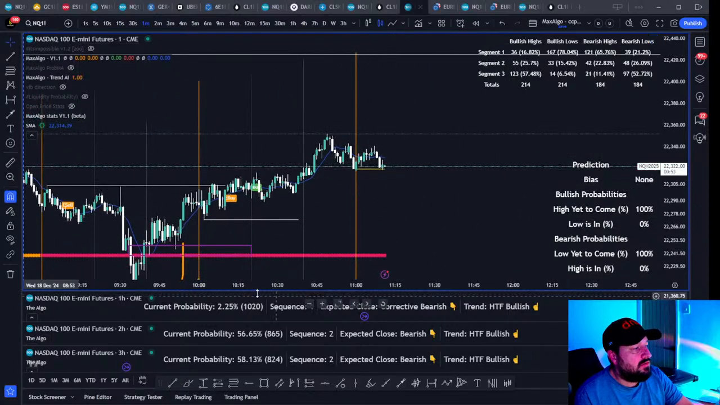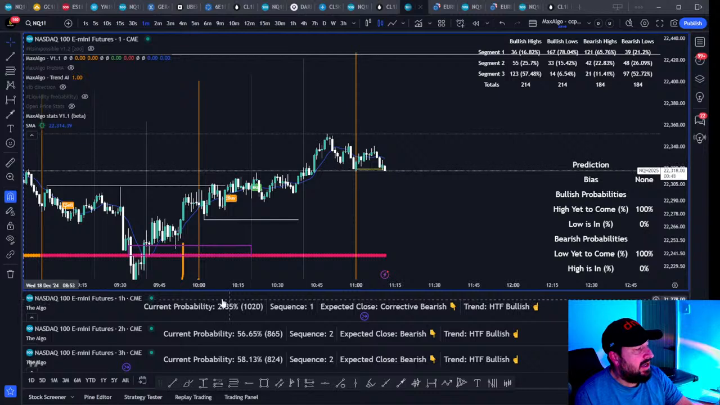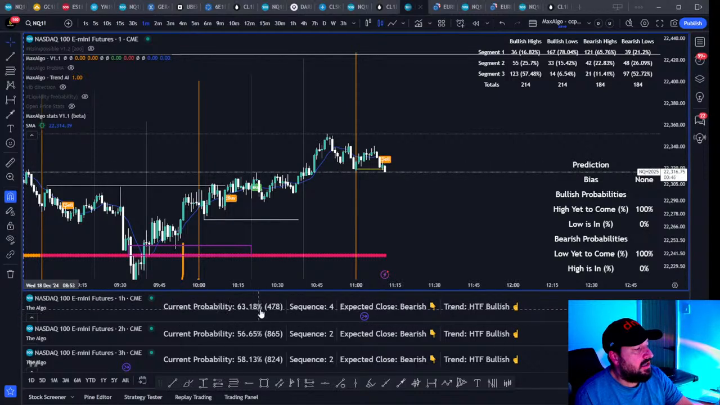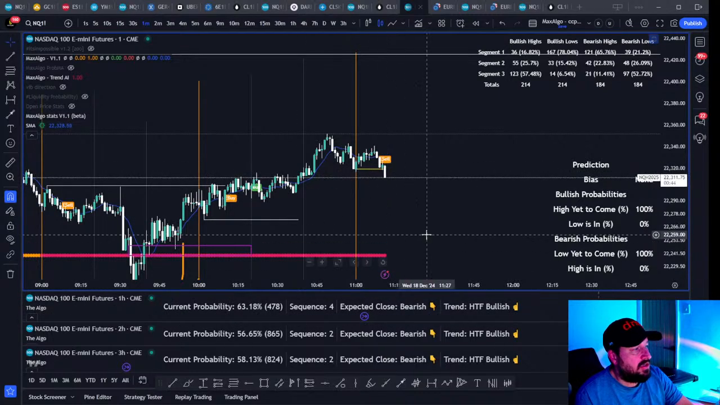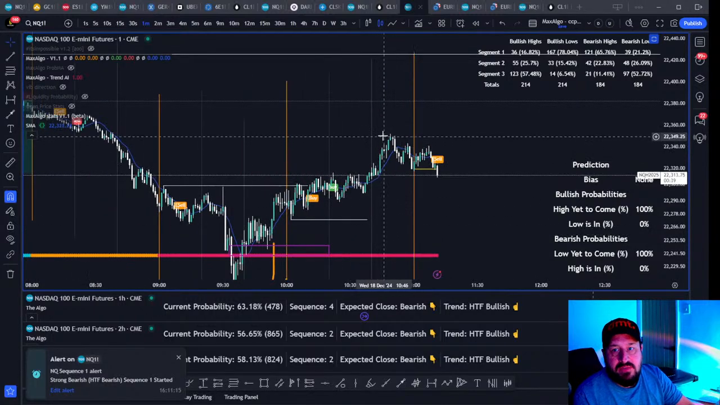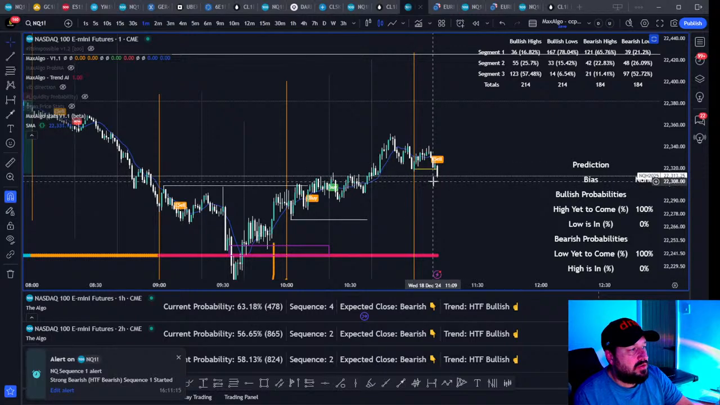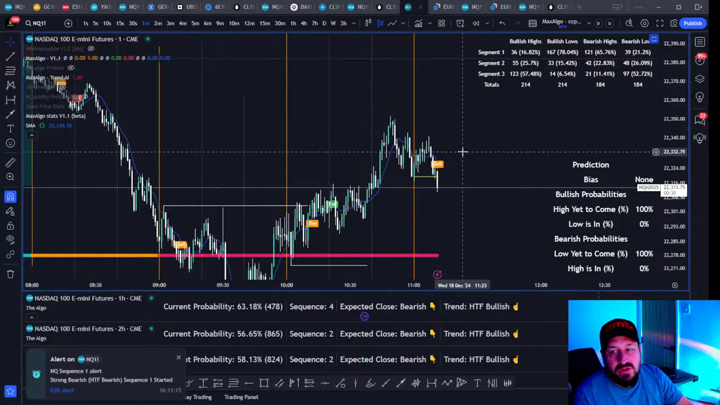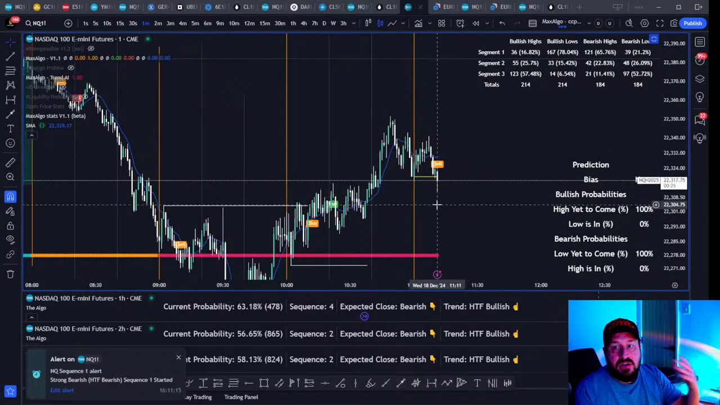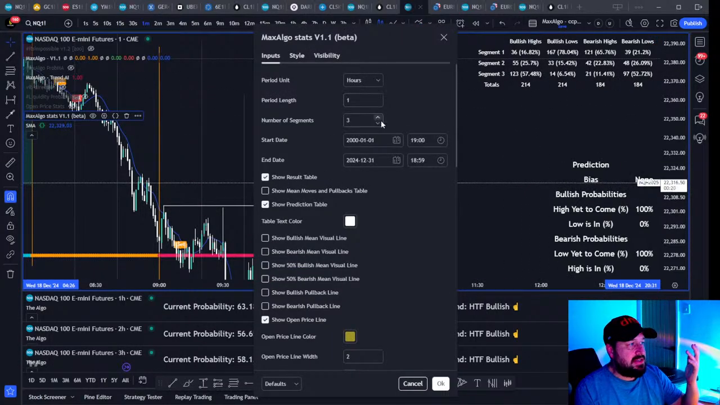So right now, what's the probability? We're still corrective bearish, we've confirmed short, right? So we can't take a long because we're not getting that stacked probability. Have we taken the high of the previous hour? No, we haven't. Did we close above the open? We just did close above the open, but it was only in the first segment. So that gives us a 63% probability of being bearish. But we've just taken the low. We've taken the low in the first 10 minutes.